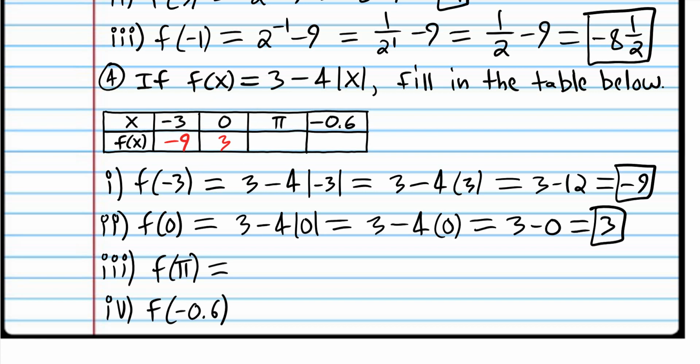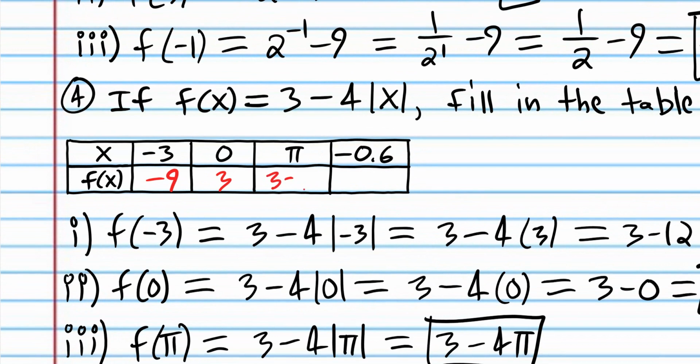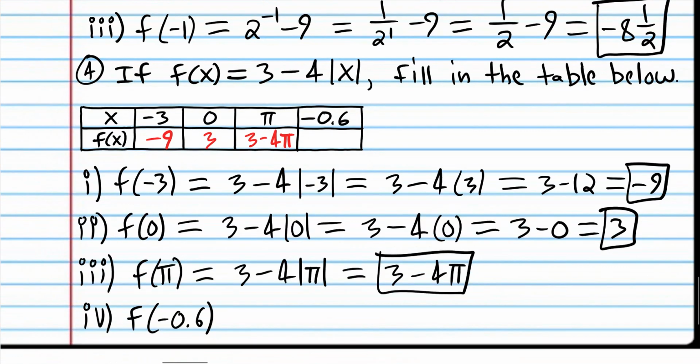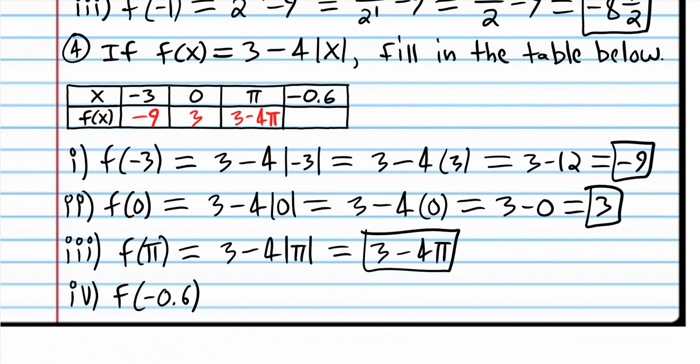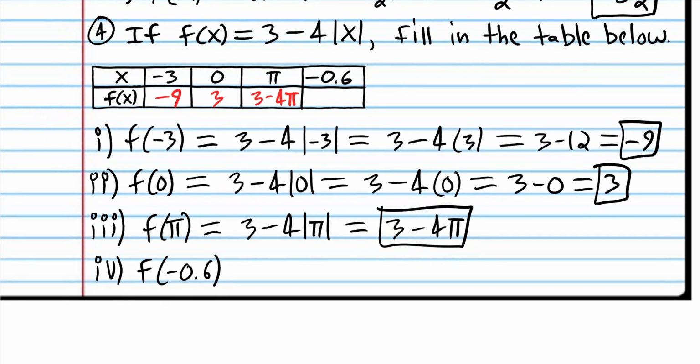So now we're going to plug in pi. So we have 3 minus 4 times the absolute value of pi. And pi is a positive number, so the absolute value of pi is just pi. So we have 4 pi. And we can just write it like that. You could estimate the answer, but it's better to leave it as an exact expression. So if you found an estimate, that's okay, but it's probably best to write it like this. So if you got that right, good job.